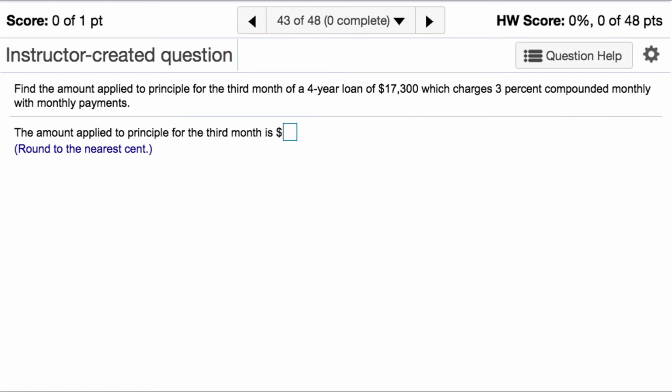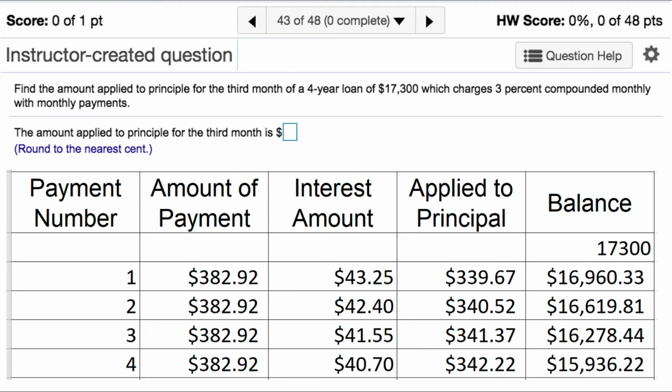So this problem doesn't have an amortization schedule drawn out for us to fill out, but we still have to make one, because that's the way that we can find the amount applied to principal for that third month. Since we just learned how to create an amortization schedule, I'm going to let you do that part. But I will show you what your answers should be so that you can check them. Here's what the amortization schedule would look like for the first 4 payments. We only need 3 payments here, but I went ahead and showed you 4.